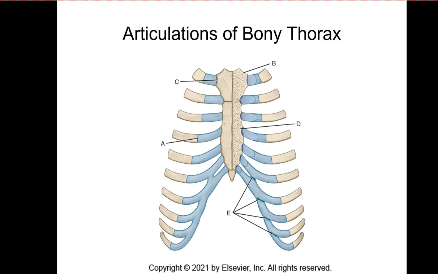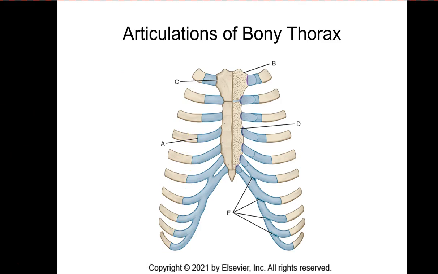And ribs 1 through 10 form a unique type of union where the cartilage and the bone are bound together by the periosteum of the bone itself. And this permits no motion. Therefore, they're classified as synarthrodial. So all of these costochondral joints are very tightly bound and there's no movement there.